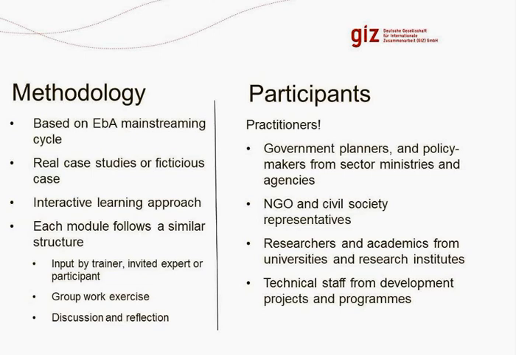In terms of participants, the training has a rather broad target group. Ideally, we would recommend mixed groups. So it is addressing practitioners, basically, and that could be participants from government, from the public sector, could be NGO, civil society, could be science researchers, and of course also technical staff from development projects and programs.